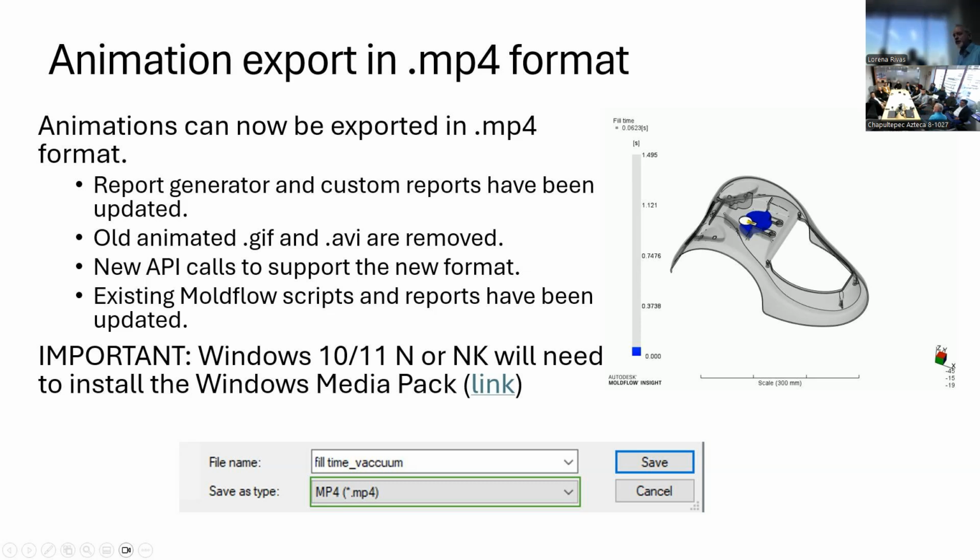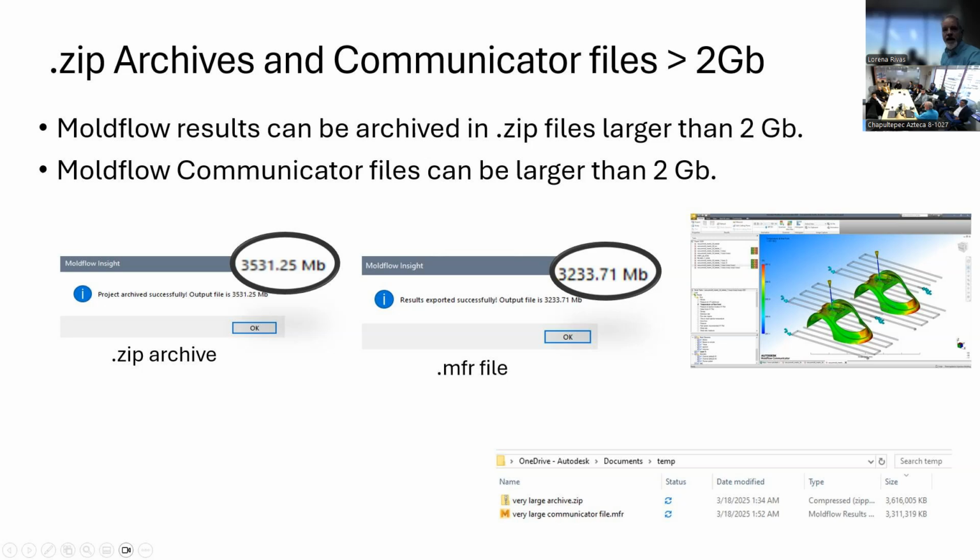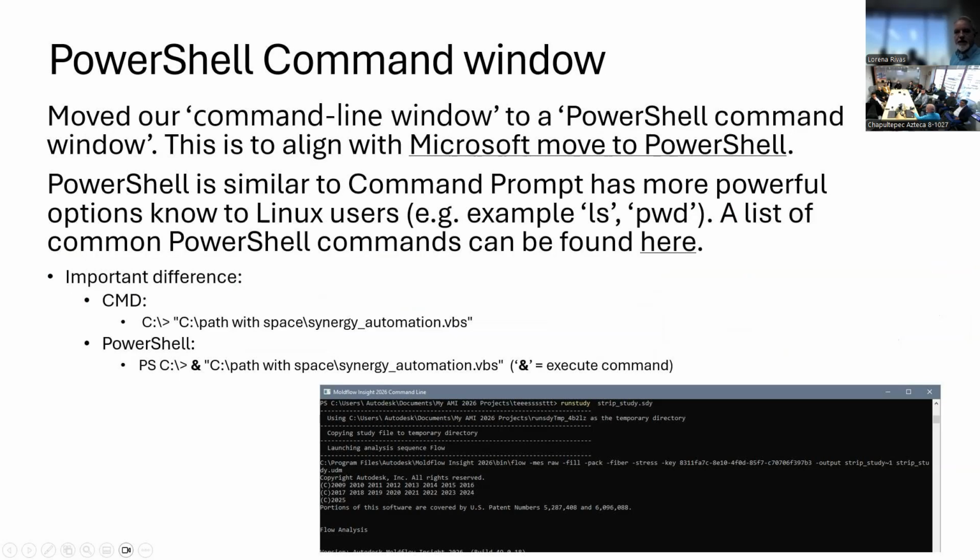The other thing we're doing at the moment is modernizing Synergy. So we are now exporting animations in MP4 format, which is a much more common modern animation format. So I'm not going to spend too much time on it. We can now export also larger Communicator files, larger than 2 gigabytes. In the past, we were limited to 2 gigabyte files. We now have the ability to export significantly larger models for the Communicator and your zip archives.